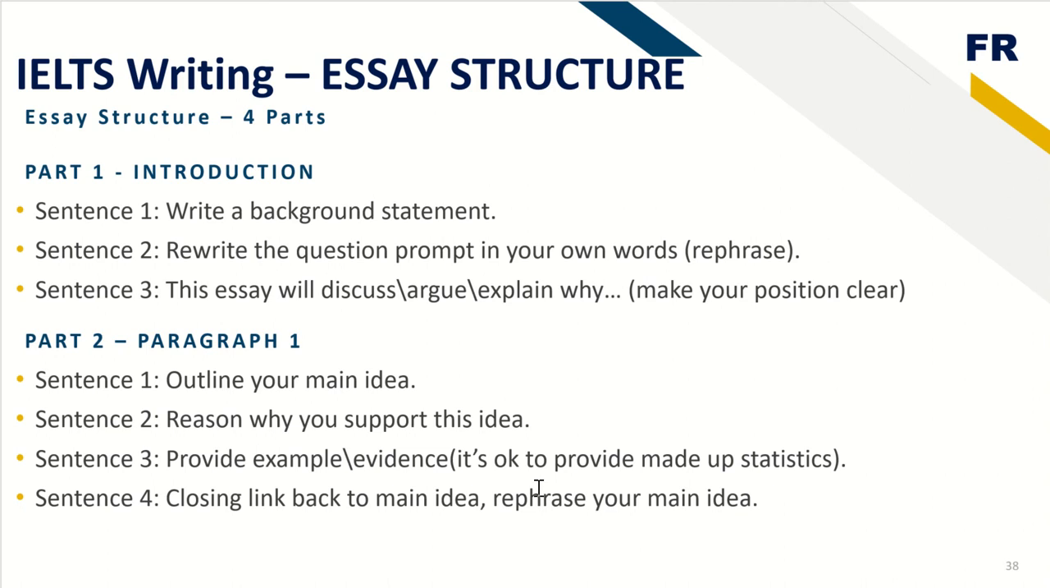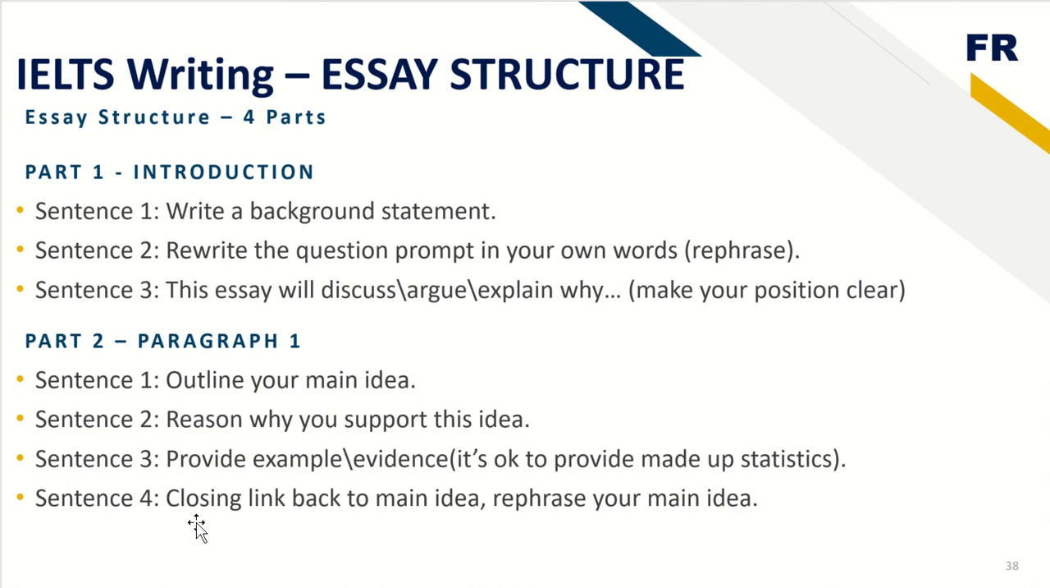In sentence 3, you provide an example or evidence. It's completely okay to provide made up statistics. You can say that about 60% of the population now faces obesity issues and so on. These statistics may not be accurate, so don't blow it overboard, but make it sound very realistic, and provide an example. In sentence 4, you link back to the main idea and you rephrase the main idea.